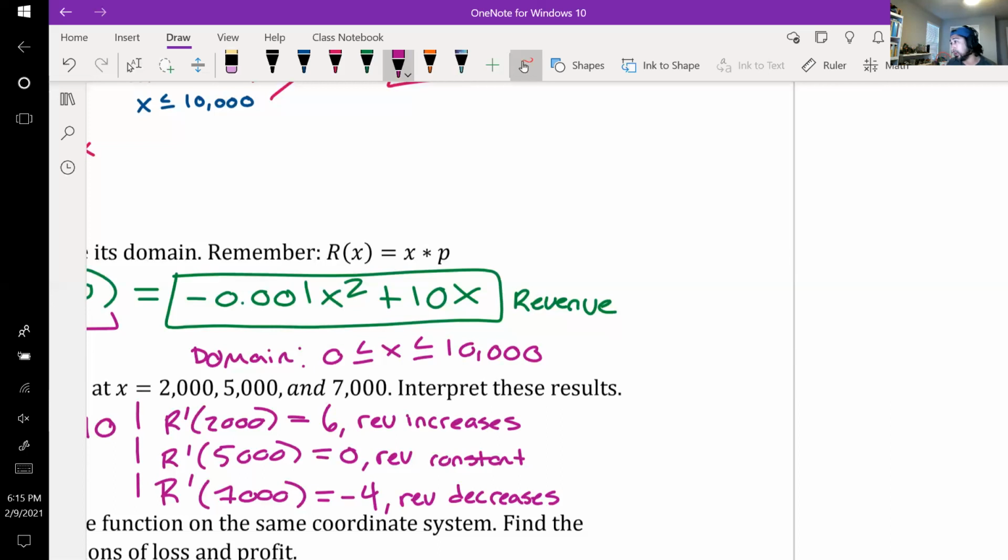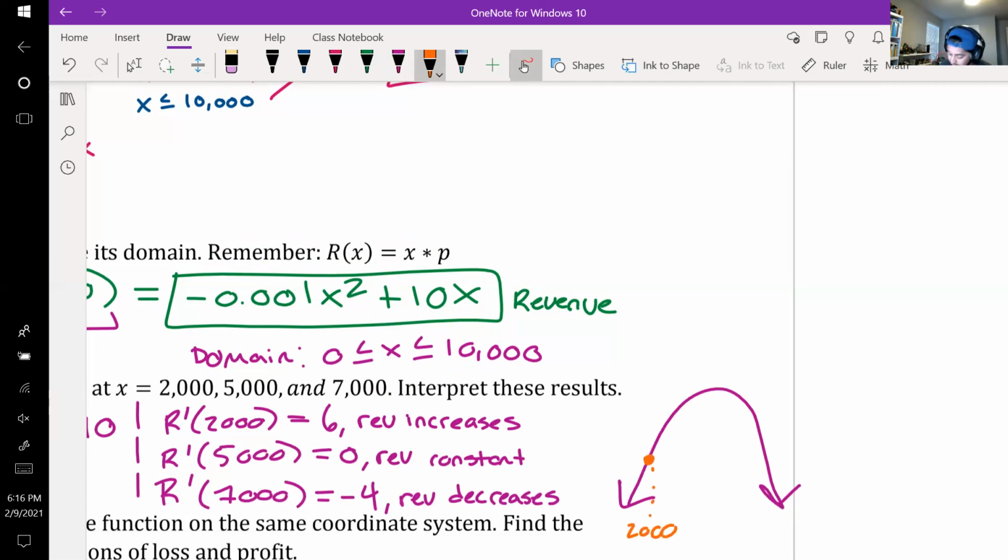And again, I like to give you a visual of what you're looking at. So look at the revenue function. It is negative x squared. Remember that an x squared function is the graph of a parabola. And if it's a negative x squared function, this means that your parabola opens down. Yeah, there's a maximum.